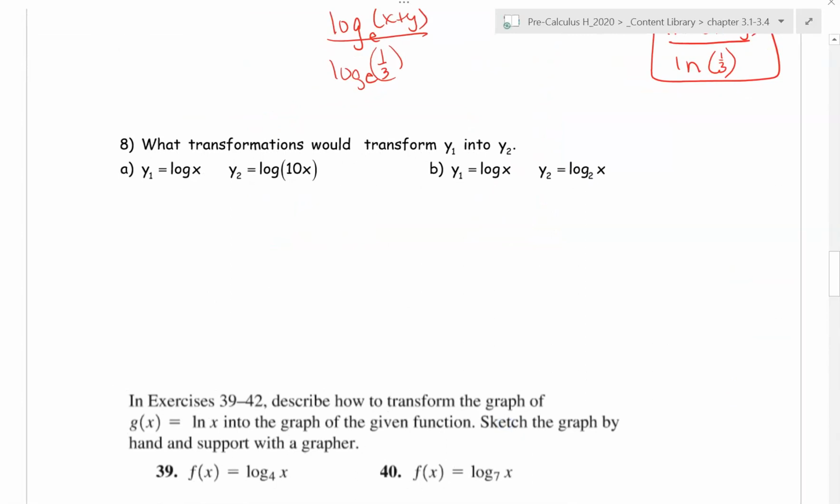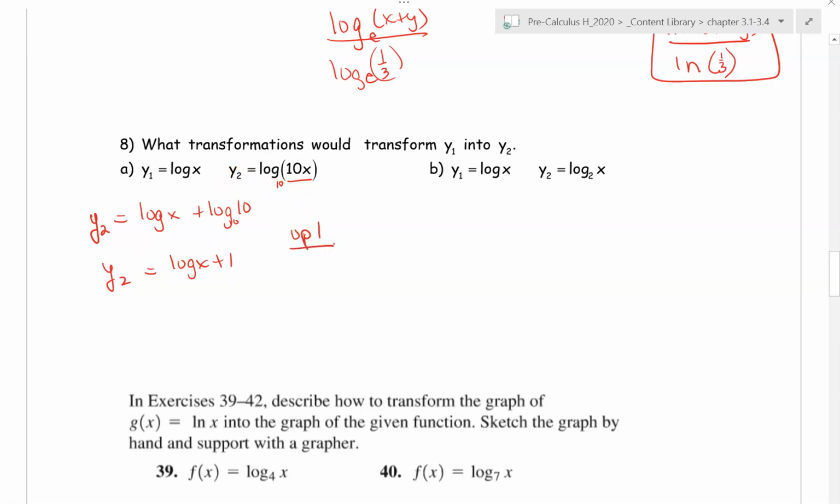Okay, notice for the first one we have log base 10, and for the second one we have log base 10. So if we think about y2, isn't that log x plus log 10? Because again, we're using the product rule. And since the base is 10, log base 10 of 10 is 1. So y2 is log of x plus 1. So the transformation would be up 1.